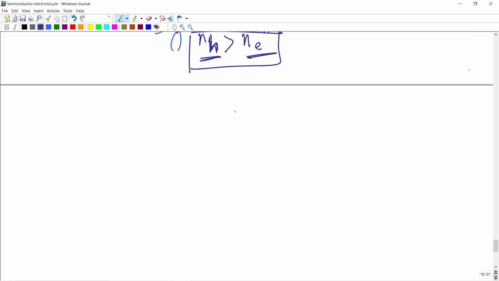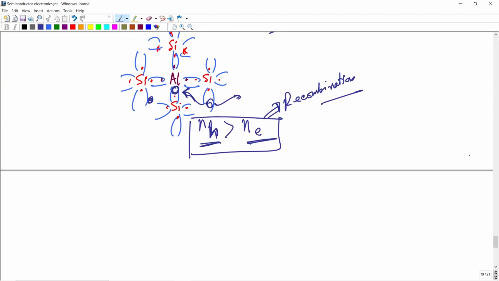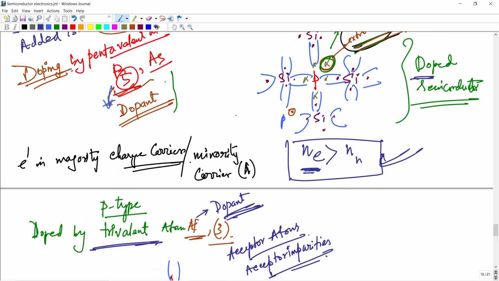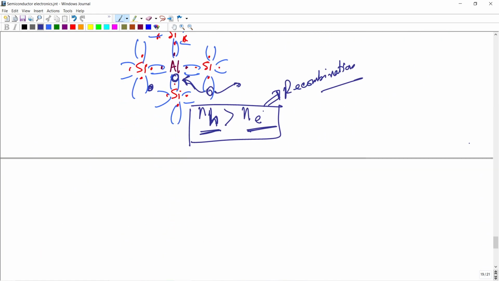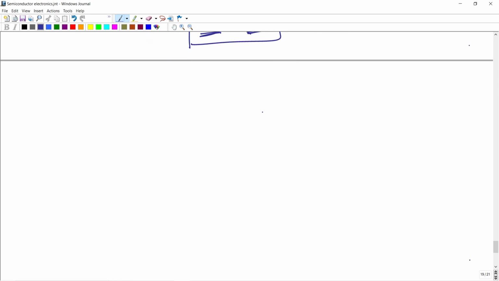So today we continue the previous topic discussion: semiconductor electronics, materials, devices and simple circuits. Previous class ended here. We discussed the extrinsic semiconductor, meaning impure semiconductor, where some impurities are added. This is called doping, using a pentavalent atom or a trivalent atom. We get an n-type semiconductor and a p-type semiconductor. So we get majority carriers and minority carriers.